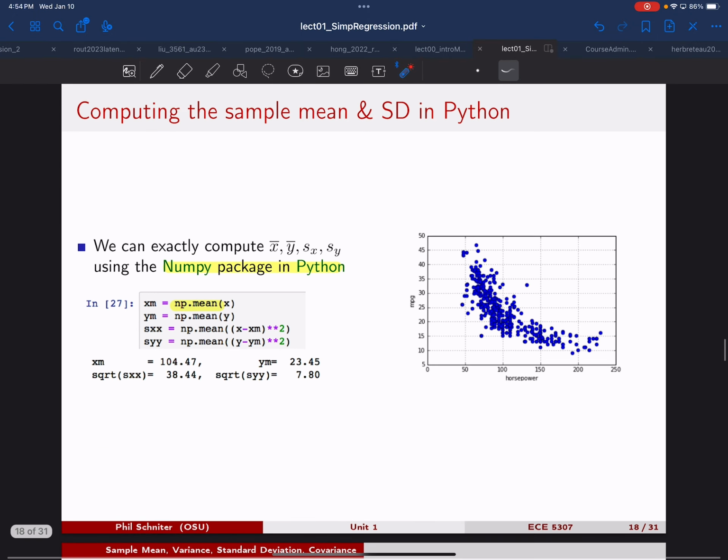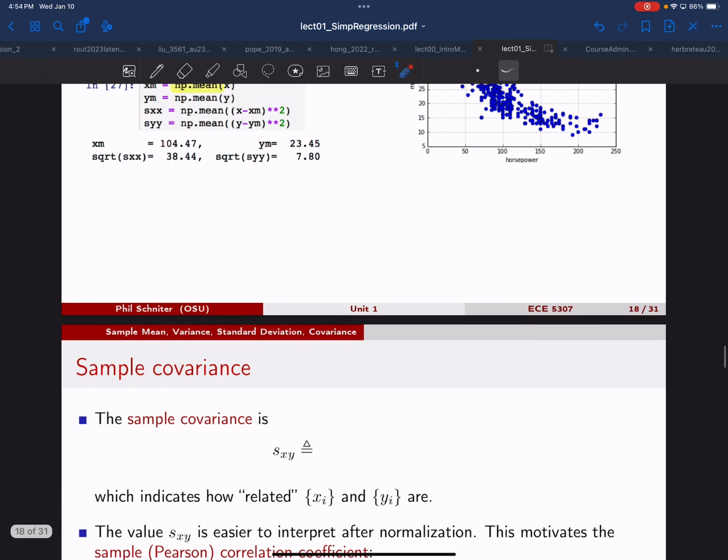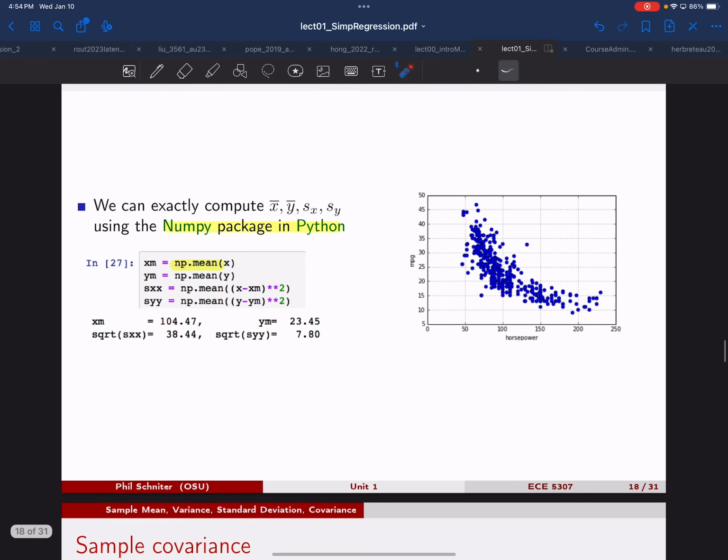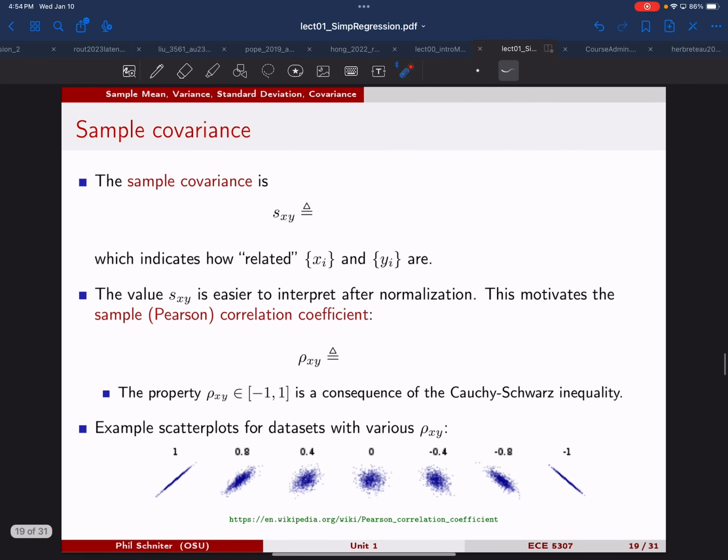Any questions on these? Okay, so these statistics are the most basic ones, but if I'm predicting y from x, I can't just talk about x on its own and y on its own, right? I need to know how they relate to each other. And so the most basic statistic about how two random variables, or let's say two data sets, relate is the sample covariance.